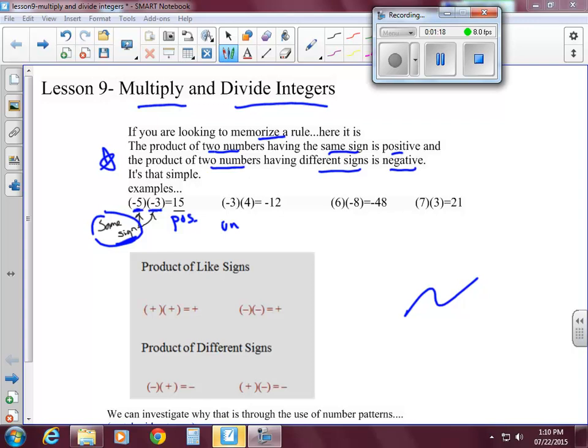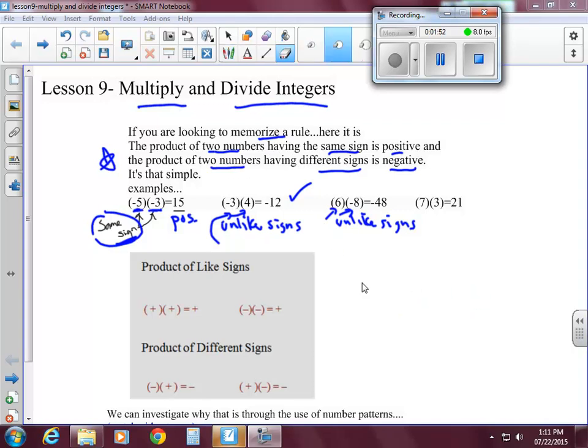Well, here, these are unlike signs. You've got a -3, but you're multiplying that with a +4. So negative times a positive returns a negative. So -3 times 4 is -12. Likewise here, you have unlike signs. So this is a +6 multiplied with a -8. You're going to return -48. So now we can memorize this rule, but we do want to think about why. We're going to look at some number patterns in a moment. And this last one, obviously, positive times a positive returns a positive. 7 times 3 is 21.